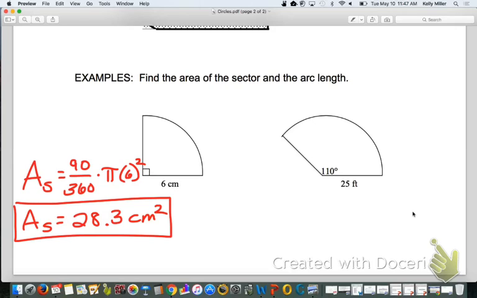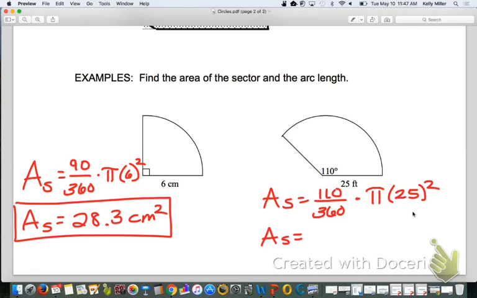Yay. How am I going to set up the second one? 110. Good. 110 divided by 360 times what? 25 squared. Good. 110 divided by 360 times pi times 25 squared. Gets us an area of about, I'm going to round it to 600.0 feet squared.